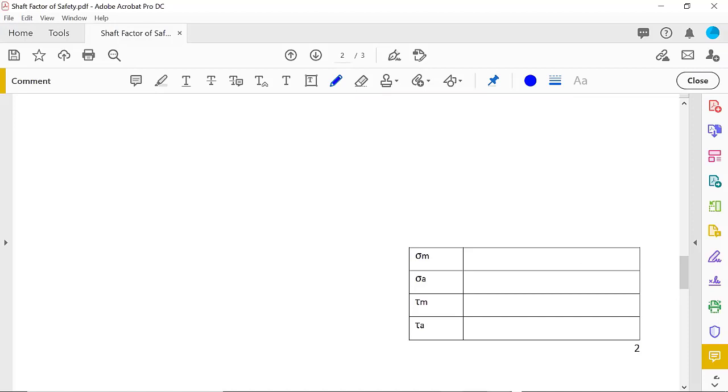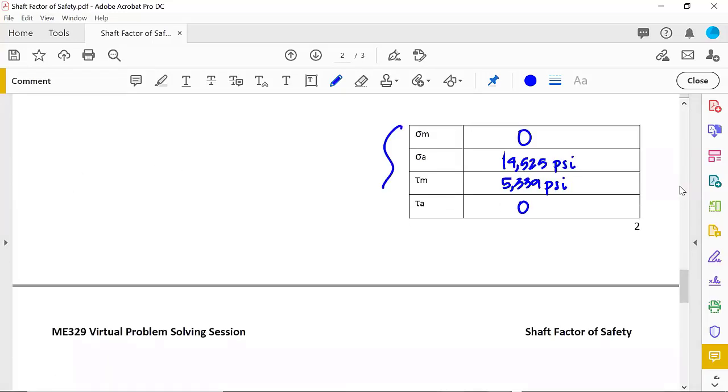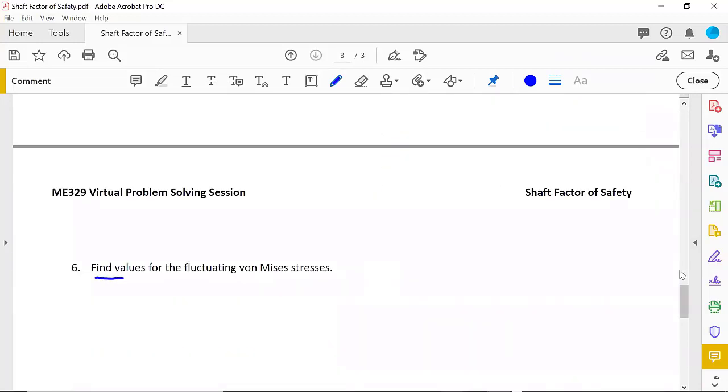So let's report our values: 0 for mid-range stress, alternating stress 14,525 psi, mid-range shear stress 5,339 psi, and alternating shear stress 0. So we need these values to answer the next part of this question: find values for the fluctuating von Mises stresses.